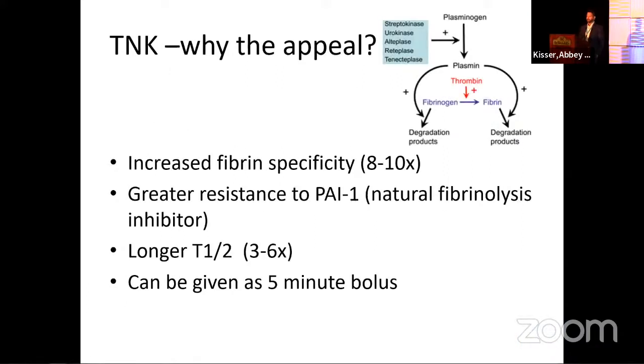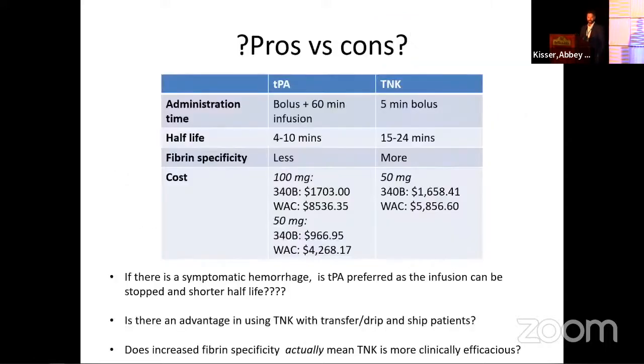So why the appeal? Why do people start talking about TNK versus tPA? Well, it's supposed to have increased fibrin specificity and maybe longer acting, and can be given as a 5-minute bolus. That for me is the attractive part of TNK. Like we talked about, hanging tPA over an hour can be problematic, right? Where you can just push a drug within 5 minutes and then you're done. You don't have to worry about dealing with the drip. So that's the appeal. But what is the evidence?